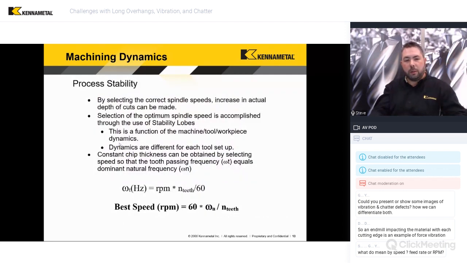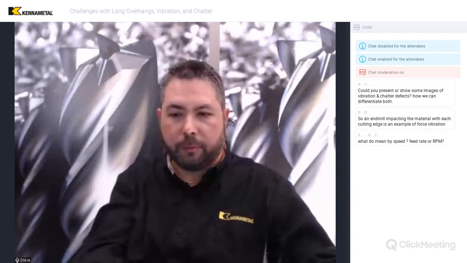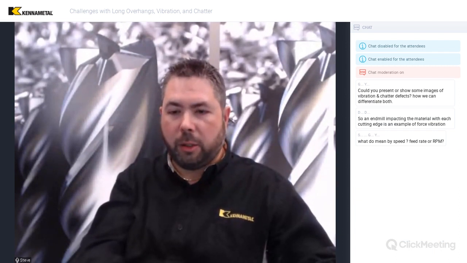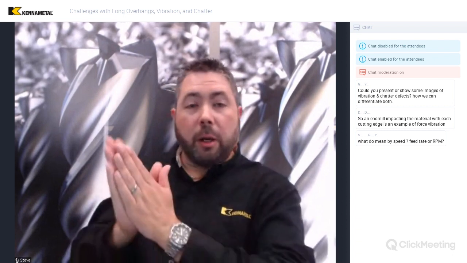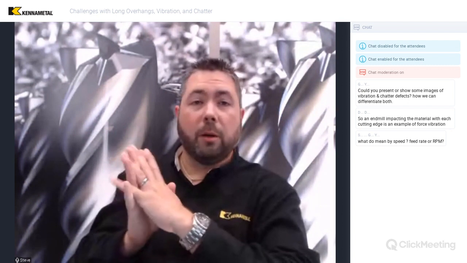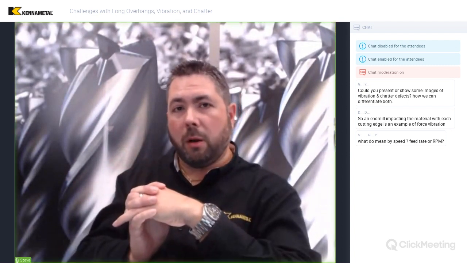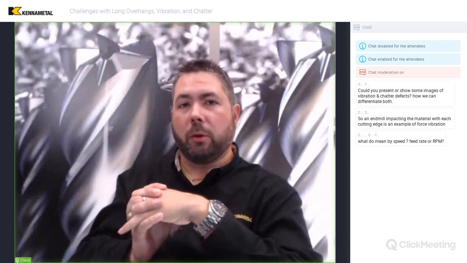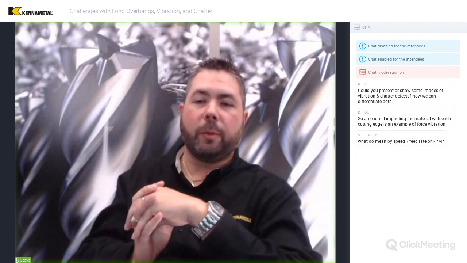So let's jump back to this idea a little bit. I see a question here. What do we mean by speed? Most of the time when we talk about speed, we mean RPM. There is a feed rate component in this as well, but for most of the stuff that we're going to talk about today, we're definitely talking about RPM or peripheral speed.